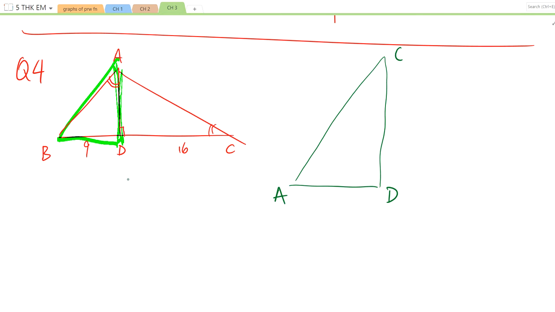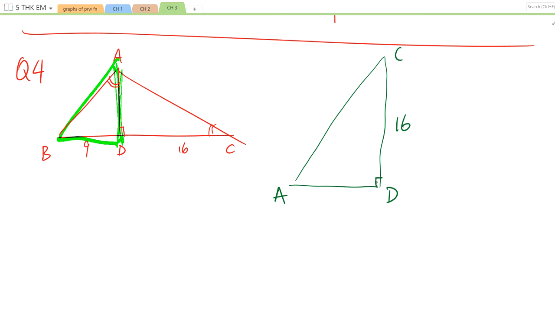I'm going to fill in all the information that I have. What do I have? CD, that is 16, right? What else do I have? Any angles? 90 degrees, okay. ADC is 90 degrees.